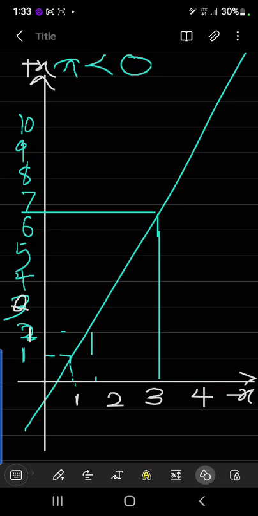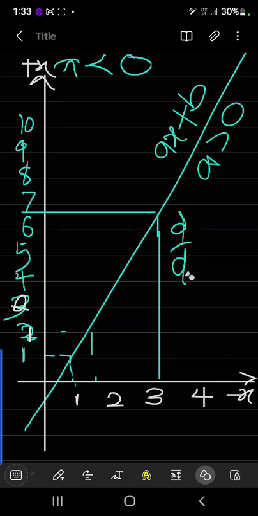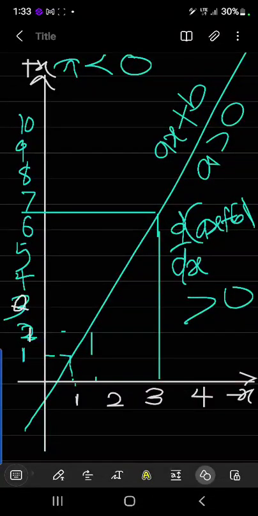And this kind of graph, I will tell you clearly, is a graph of something like this: ax plus b, where a is greater than 0. That is the graph of an increasing function. And one thing about it is that the derivative will be positive. Note, the dy dx of this kind of function, the d dx of ax plus b, will be greater than 0. It will be positive.